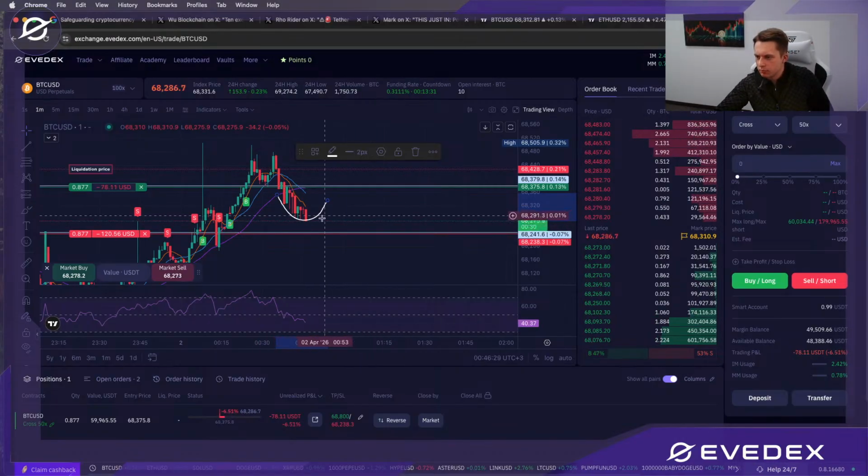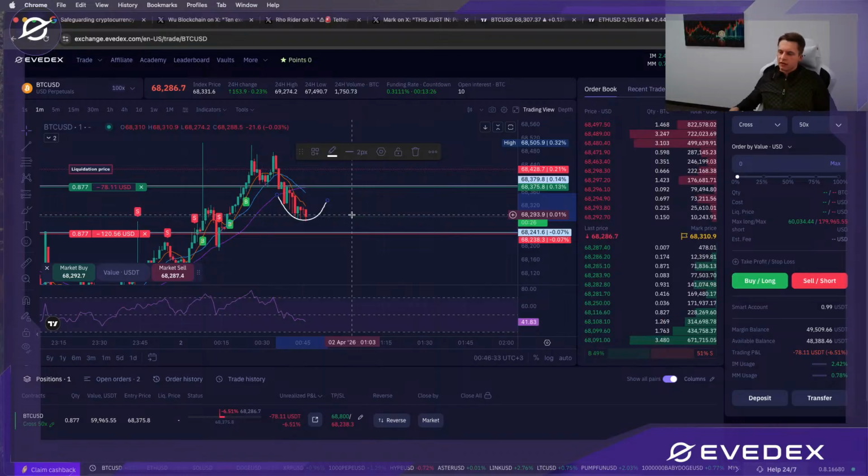But if it does break through this previous low of these candles, then we might actually expect a continuation for that downwards move, and no bottom would be formed.